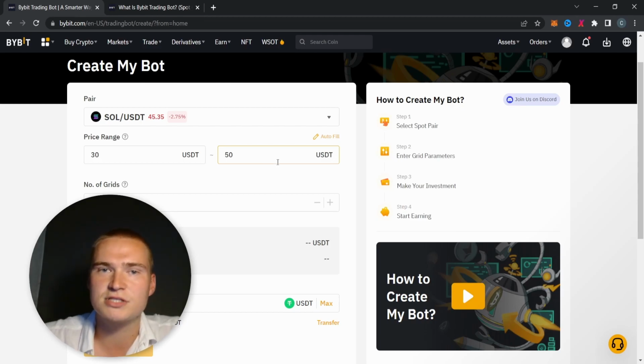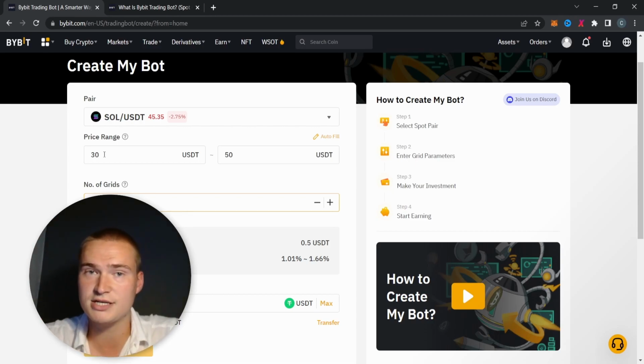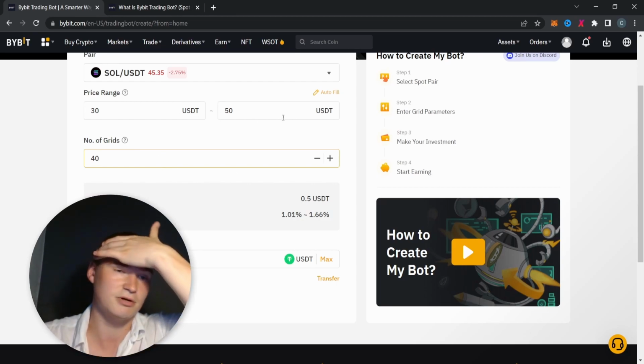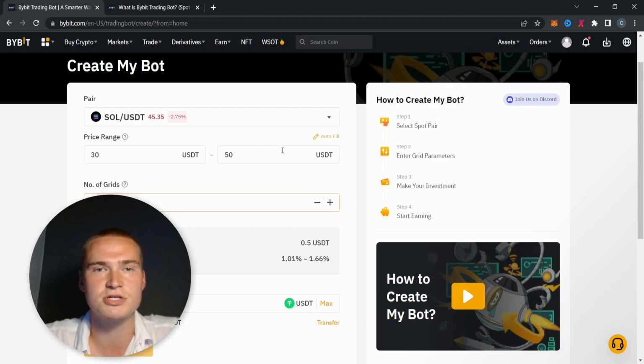Within that range, it's going to buy and sell Solana at multiple points, and you decide at what points by naming the number of grids. For example, if you use 40 grids, it dissects that whole range of $30 up to $50 into 40 pieces, and depending on where the price is, it either buys or sells at all of those points. Right now 30 to 50 is 20 USDT, divided by 40 is every 0.5 USDT. There's a grid, so it either buys or sells depending on where the price is within that range.